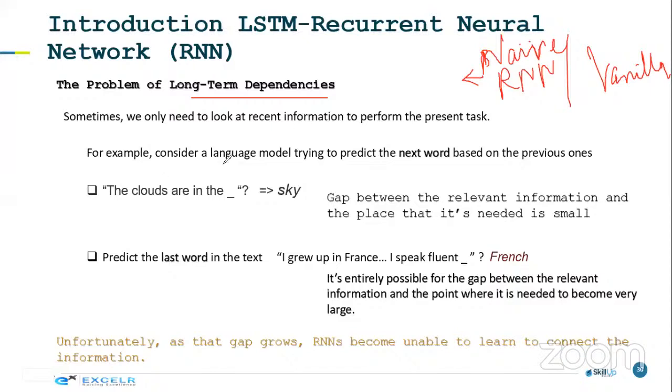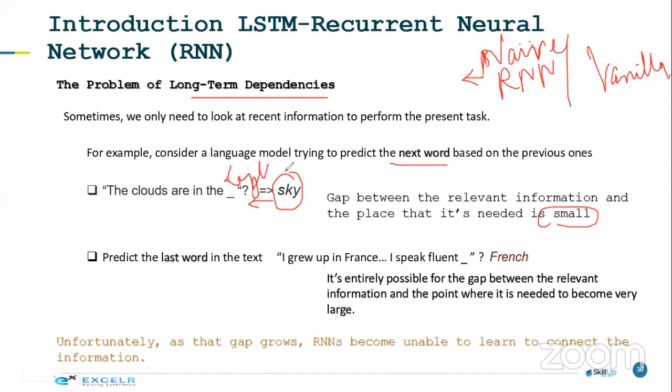Okay, recent information. Let's imagine you are trying to create a model which predicts the next word. If I say "the clouds are in the", what will be the next word? Obviously, the sky, right? Because I can understand using this kind of information, the clouds are always in the sky. This I can relate. There is no long gap, no long-term dependency in the words. So the gap between the relevant information and the place where it is needed is small.